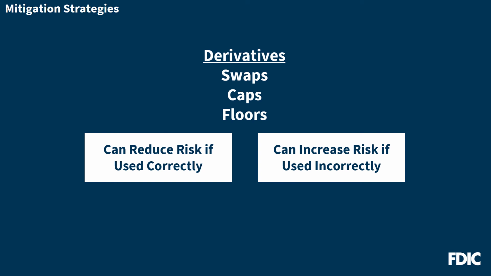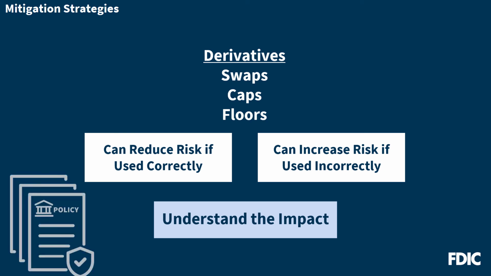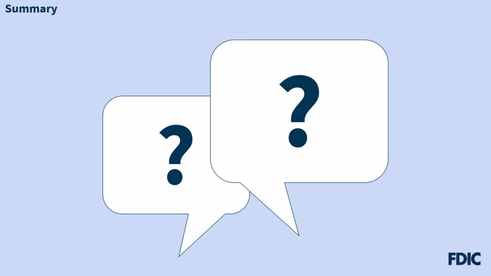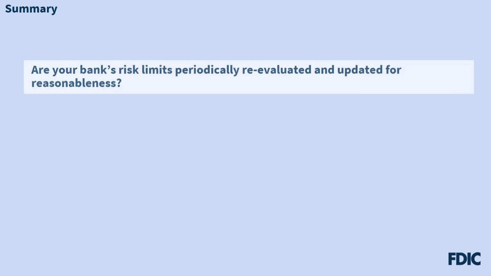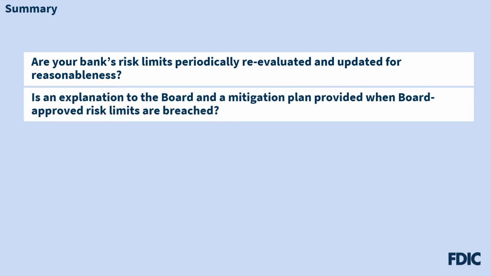Given their potential risks, derivatives and their uses need to be well understood by banks that use them, including how cash flows will perform under a variety of scenarios. Derivative use is typically governed by well-developed hedging policies. Two questions that can be considered when assessing your bank's risk limits and strategy include: are your bank's risk limits periodically reevaluated and updated for reasonableness? Is an explanation to the board and a mitigation plan provided when board-approved risk limits are breached?